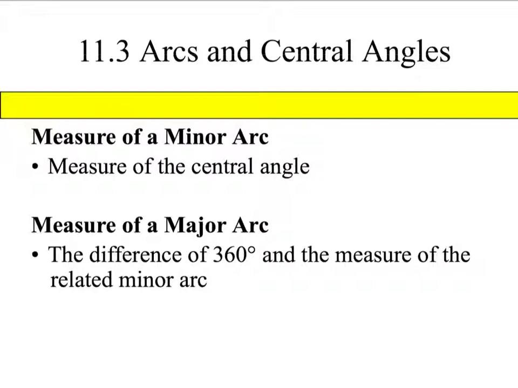Basically, the measure of a minor arc is the measure of the central angle. The measure of a major arc is the difference of 360 degrees and the measure of the related minor arc. So I do want you to know that, and please write that down, even though you have written a little bit of it down.